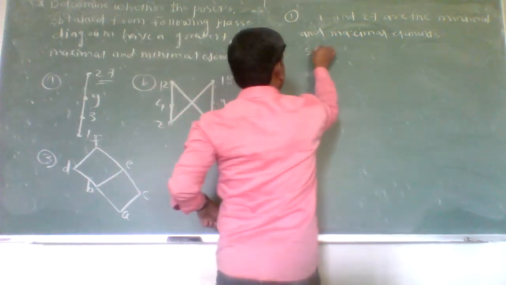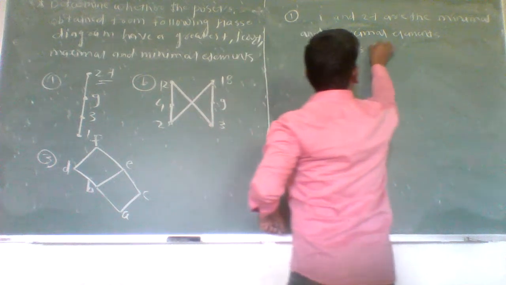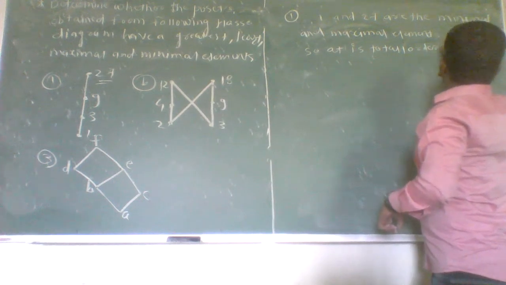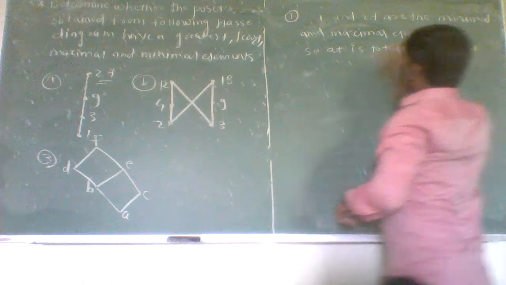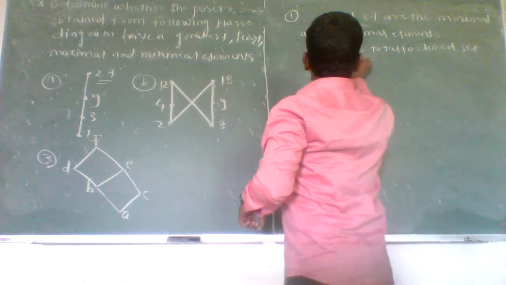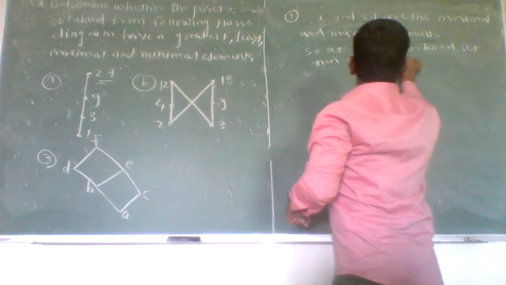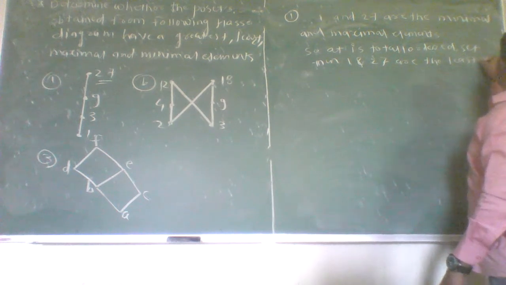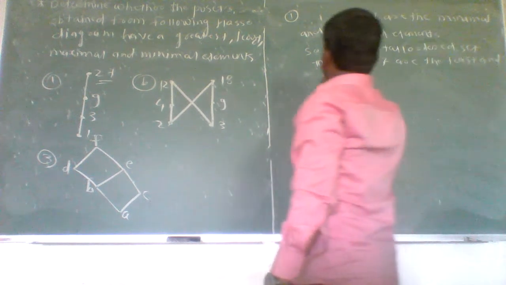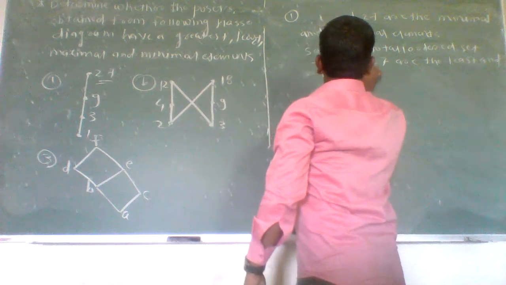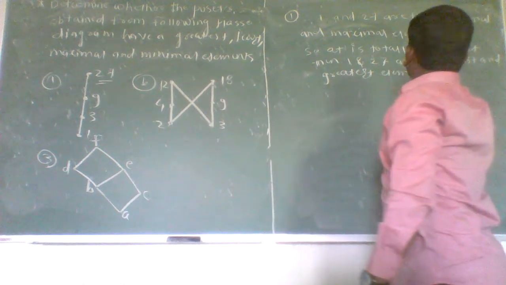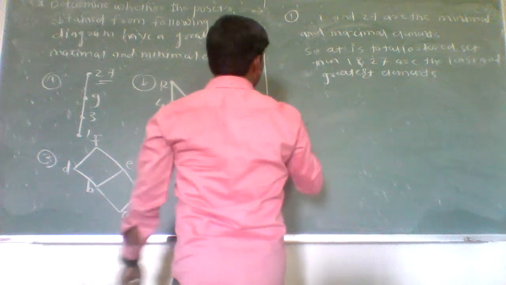So, as it is a totally ordered set, then 1 and 27 are the least and greatest elements. Okay, now second one.